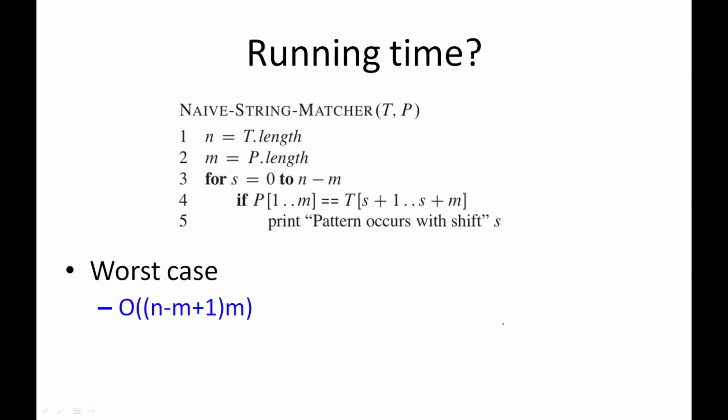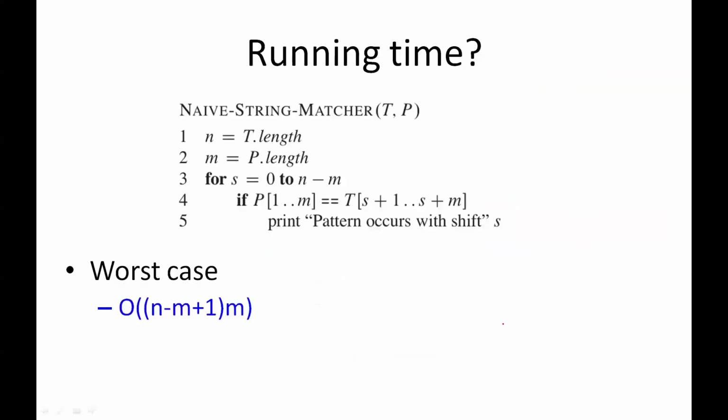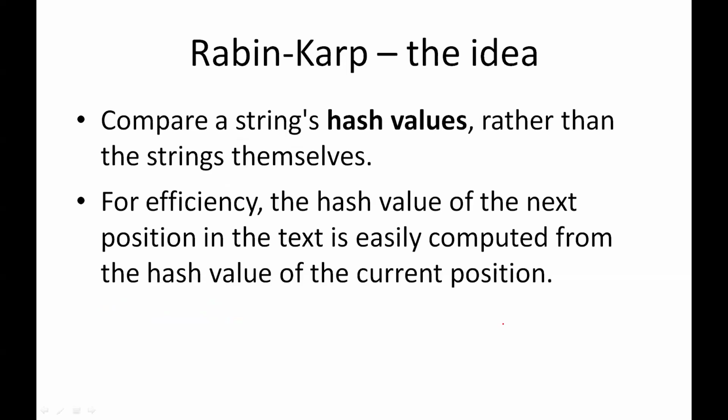Now what is the running time? Like I said before, (n minus m plus 1) into m. And the worst case is basically you can say n into m also. Okay, now coming on to the Rabin-Karp algorithm.